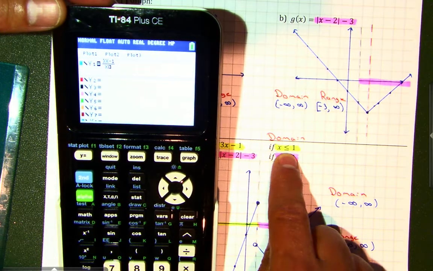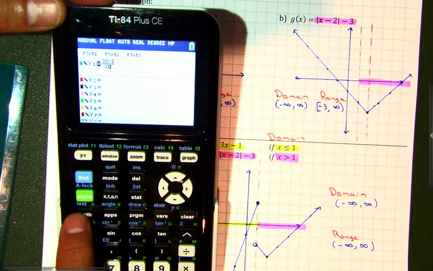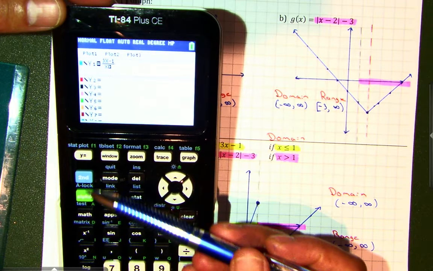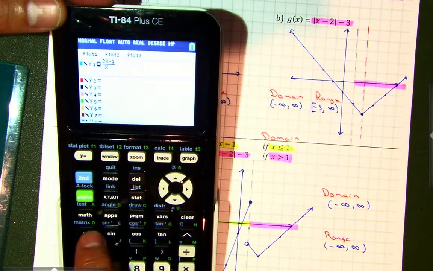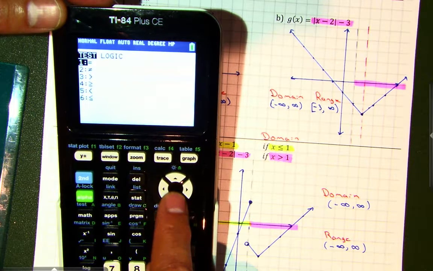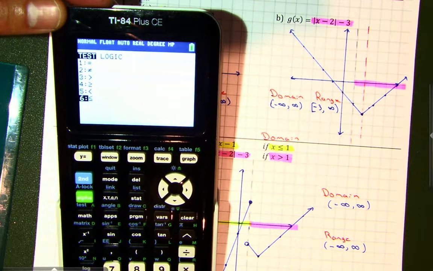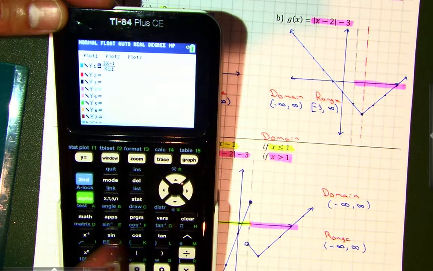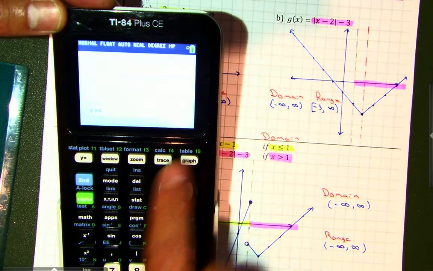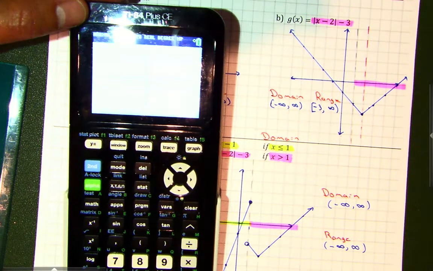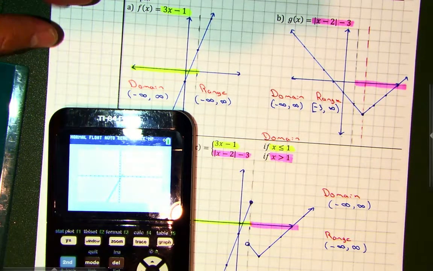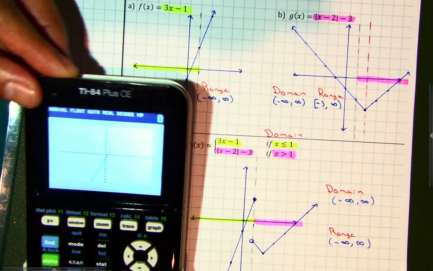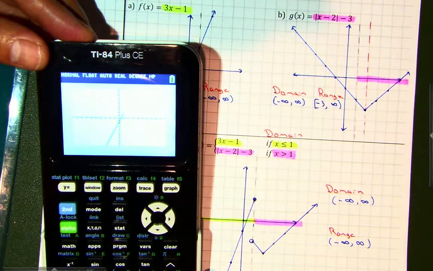Now to type in less than or equal to, we want to be able to go under the test, which is here. So I'm going to press second and then math. Second, math. And I'm going to type in less than or equal to, which is number 6. And now I'm going to press 1. Now if I press graph, that will give me my first graph. So that gives you the first part of the graph.